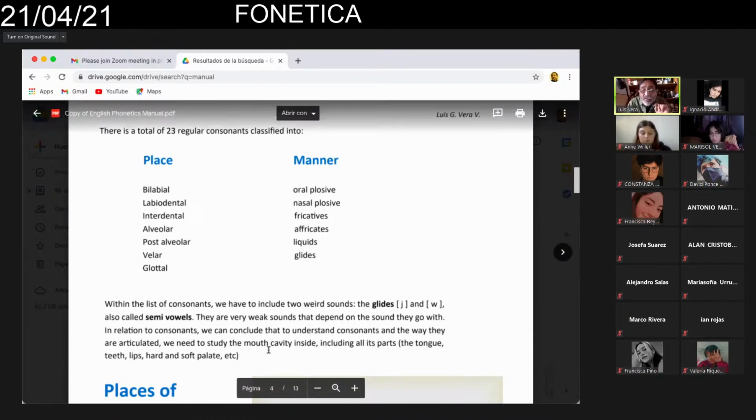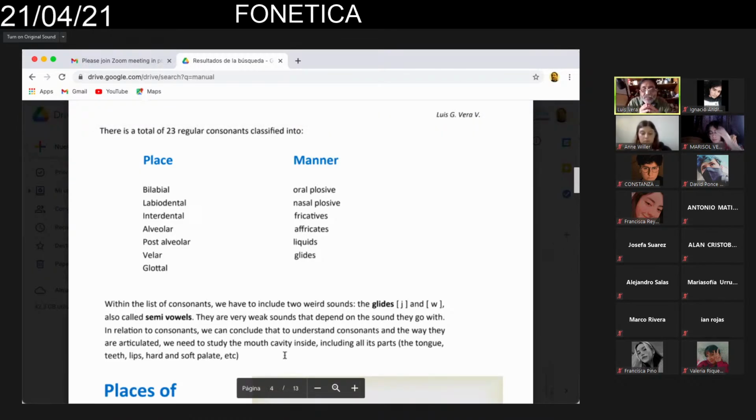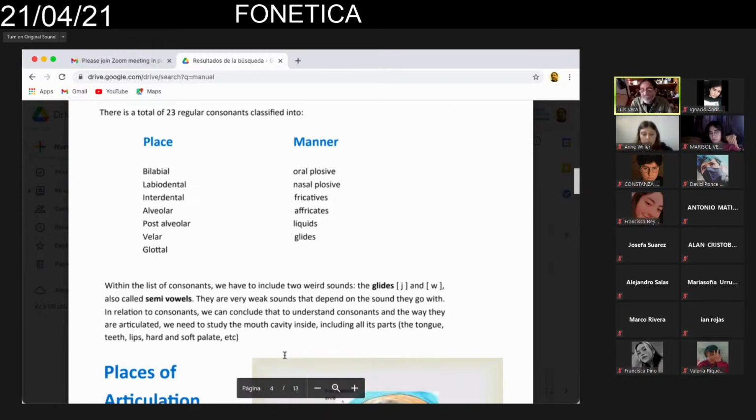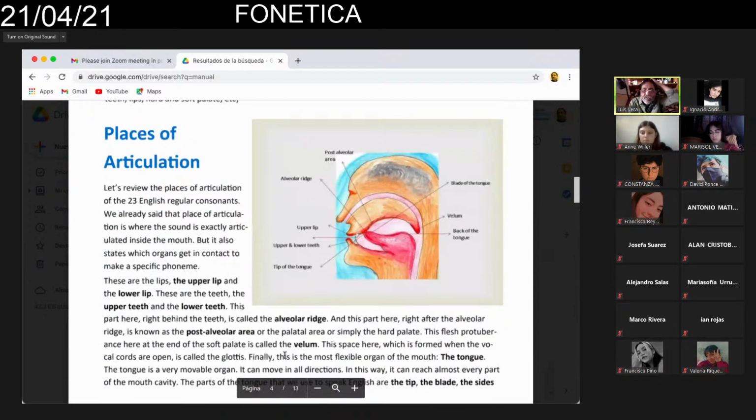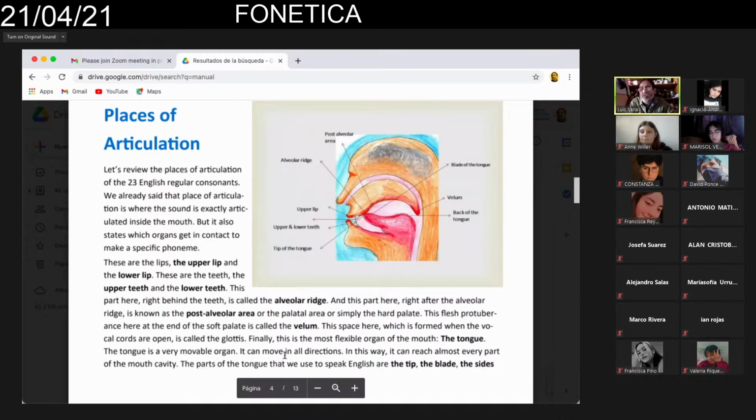In relation to consonants, we can conclude that to understand consonants and the way they are articulated, we need to study the mouth cavity inside, including all its parts: the tongue, teeth, lips, hard and soft palate, etc. Did you get it? And then you have places of articulation. You understand that, yeah? Upper lip, lower lip, the most important parts are in black.